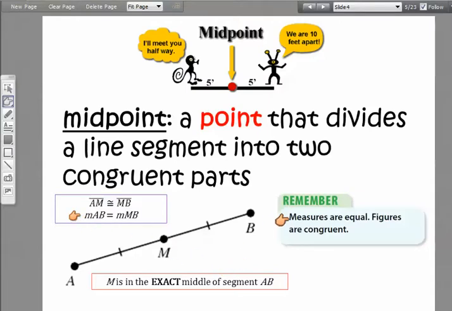And I just want to remind you that measures are equal, figures are congruent. Okay, so when you know the actual measures, they're going to be equal. If you don't know the measures, then the figures are going to be congruent. And another note down here is M is the exact middle of segment AB.